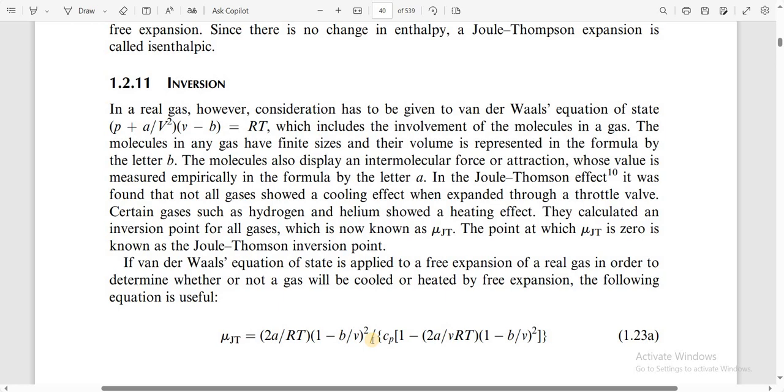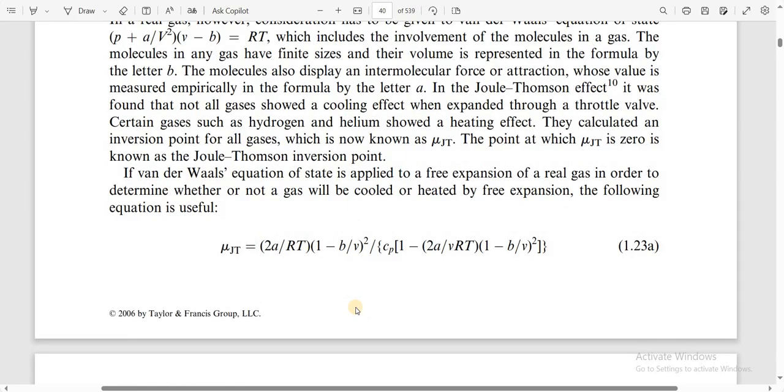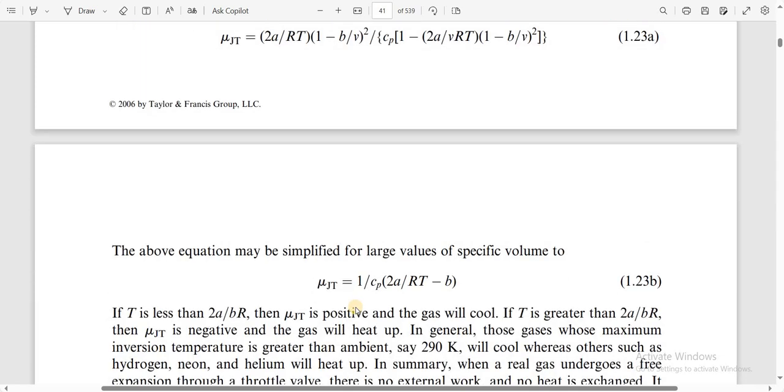If the van der Waals equation of state is applied to a free expansion of a real gas in order to determine whether or not a gas will be cooled or heated by free expansion, the following equation is useful. So μ equals (2a/RT)[1 - b/V]² divided by Cp, minus b. This is the equation. You can look at it.